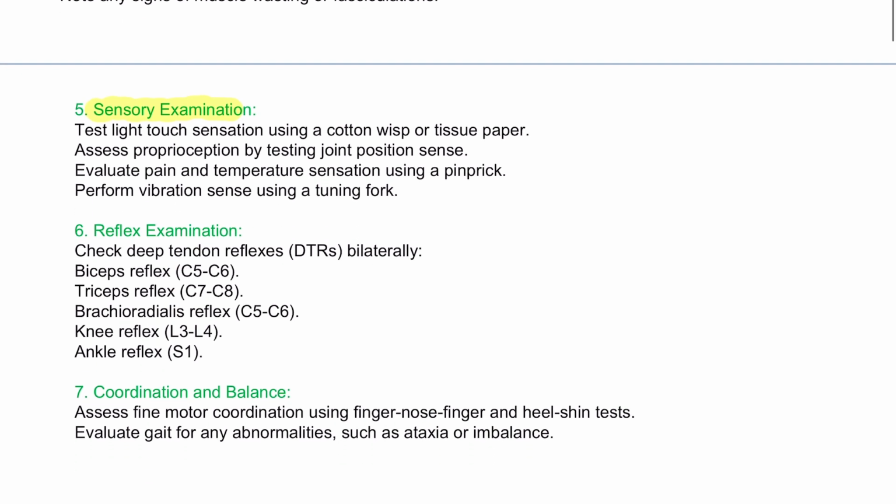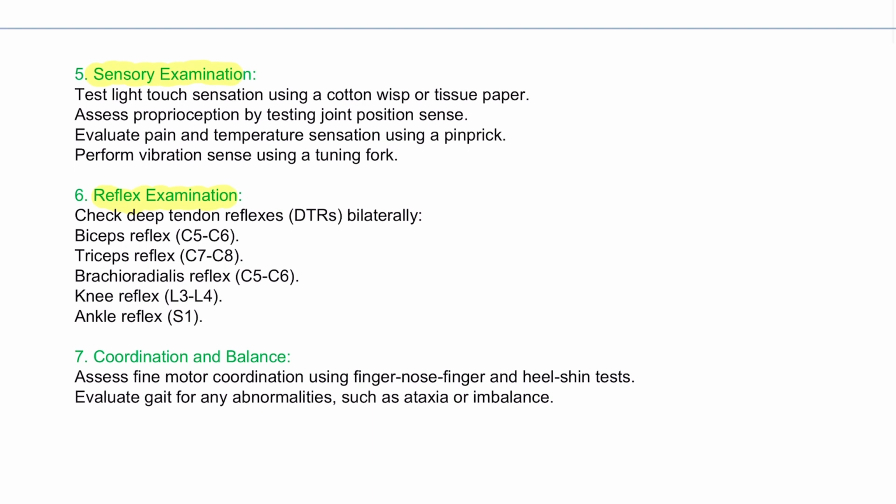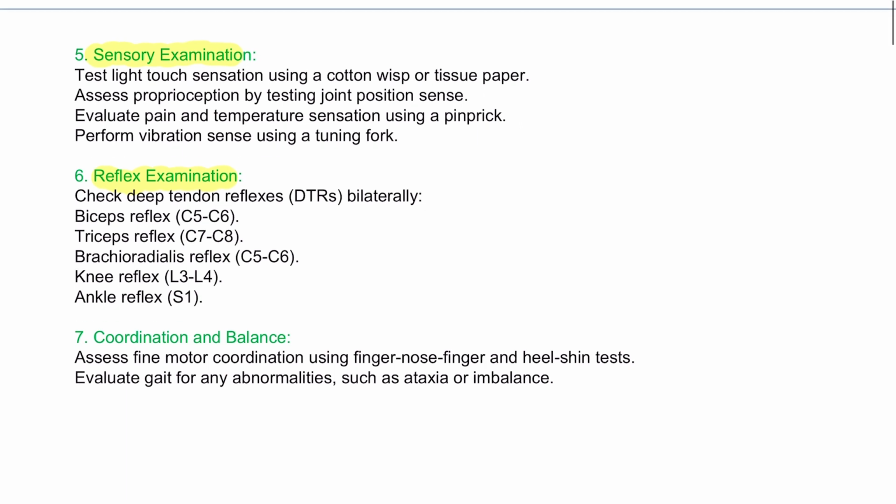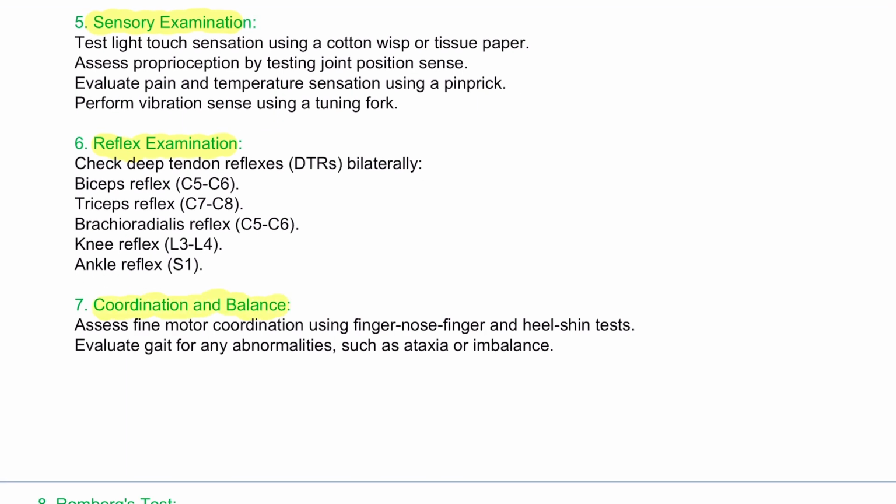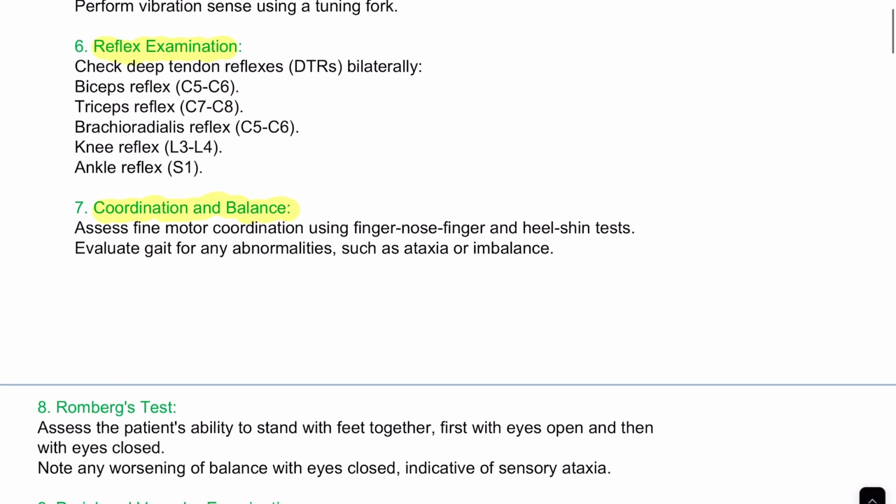Then you're going to check for the reflexes as well. Check deep tendon reflexes. Normally, if it is the lower limb, we're just going to concentrate on the knee reflex and ankle reflex. If it is the upper limb, biceps, triceps, and brachioradialis reflex. Coordination and balance: assess fine motor coordination using the finger-nose and heel-shin test, and evaluate gait for any abnormalities like ataxia or imbalance.